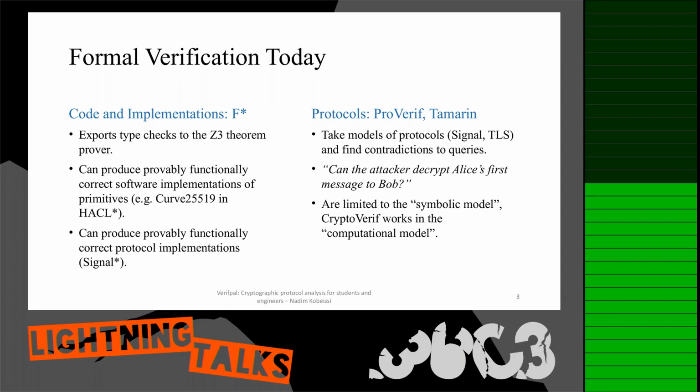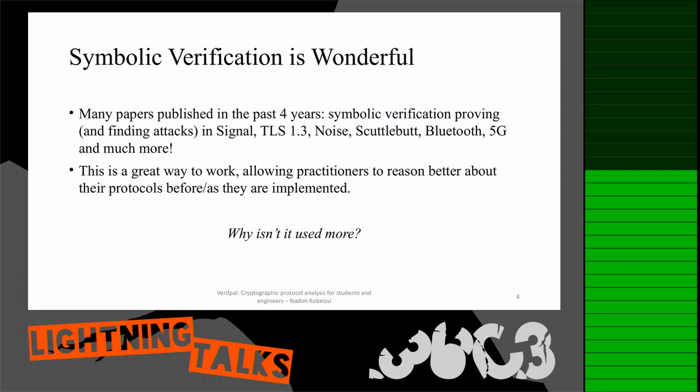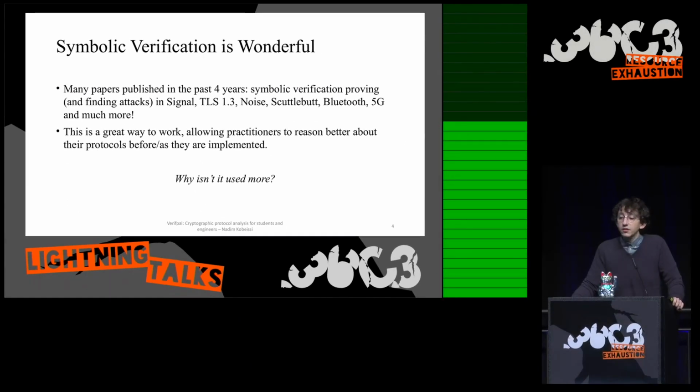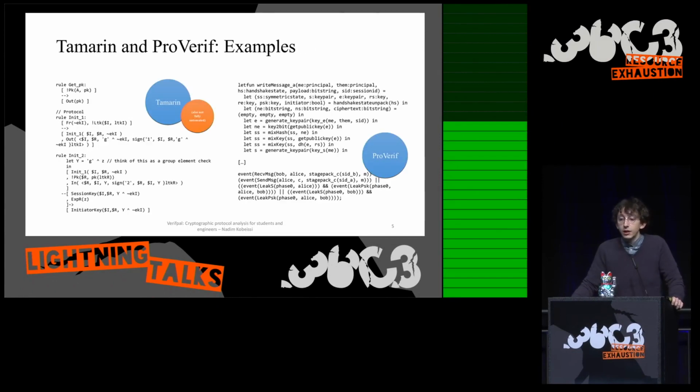And then you can ask questions like, okay, this is a model of Signal. Can an active attacker decrypt Alice's first message to Bob? Can an active attacker impersonate Bob to Alice? And so you can get a lot of interesting analysis based on the questions that you ask and the models that you make. Now, many papers have been published on this and so on, but it's not really used a lot. So why is that? Well, it's because it's complicated.